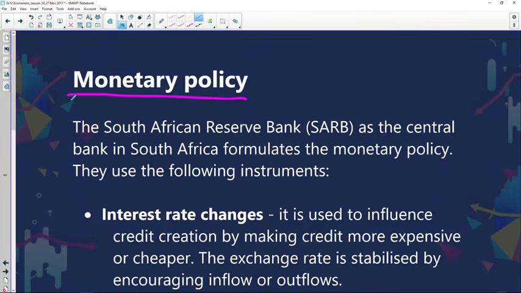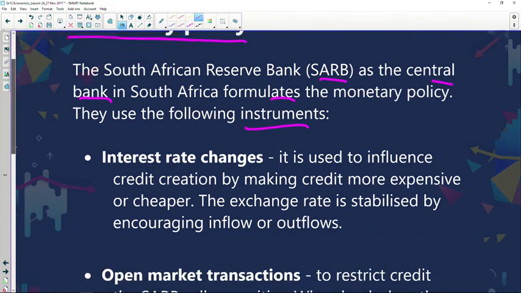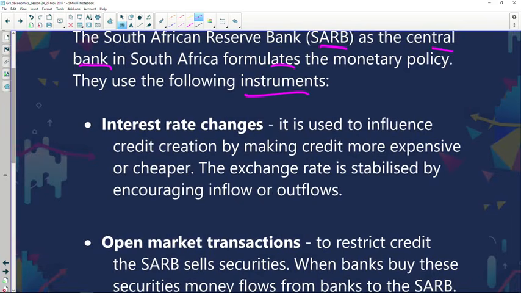Okay, moving on. Like I said earlier on, we were going to revisit the monetary policy and just understand what it is. We know that the Reserve Bank is responsible for implementing and monitoring the monetary policy. So the South African Reserve Bank, as the central bank, so remember, the Reserve Bank is the central bank in South Africa, formulates the monetary policy using the following instruments. Just a bit of revision because we have done these, but I thought, let's bring them in again in this discussion because now we are focusing on growth and development.